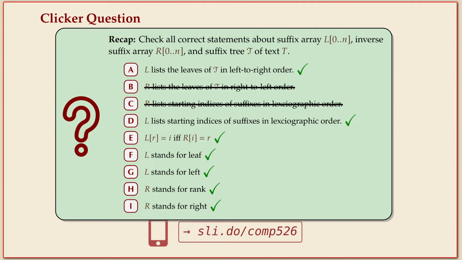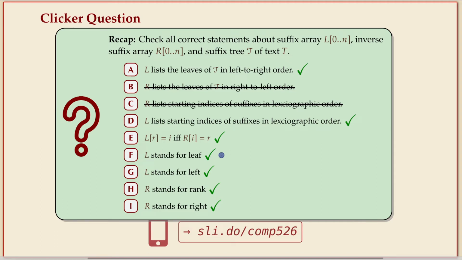So, just briefly, I said this before, right? L lists the leaves from left to right. There's so many L's in that sentence. Hopefully that sticks. And R does not. Simply said, L also lists the indices of suffixes in lexicographic order. R is a different beast. That's the defining relation between L and R, inverse permutations of each other. Maybe you can memorize it that way.